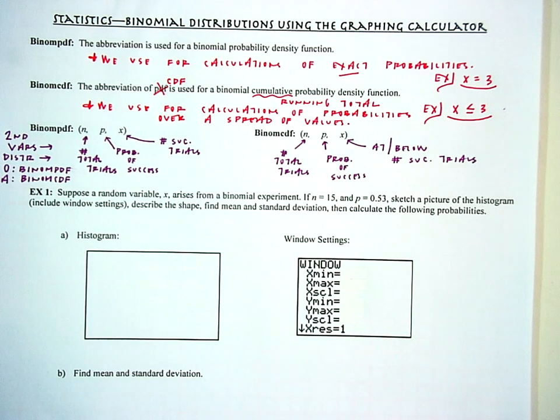So suppose our random variable x arises from a binomial experiment. We're saying n is 15, that's our total number of trials. The probability of success is 0.53. We want to make a histogram, include the window settings, describe our shape, find mean, standard deviation, and then calculate the following probabilities. So first up, I'm just going to define what n is.